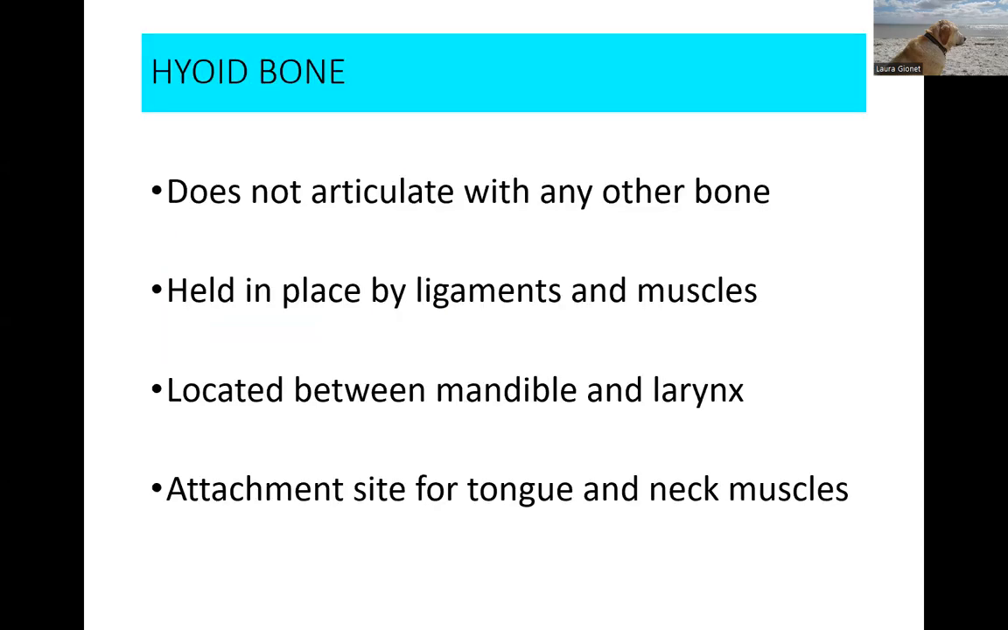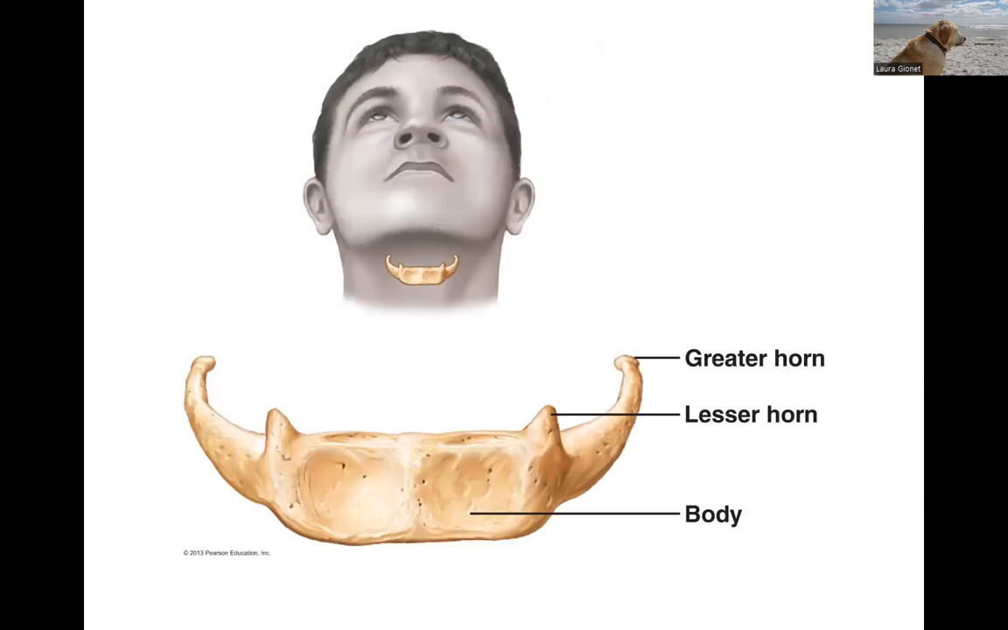The hyoid bone does not articulate with any other bone. It's held in place by ligaments and muscles located between the mandible and the larynx, so anterior to the cervical spine. And it functions as an attachment site for tongue and neck muscles. And here we can see the shape of the hyoid bone and where it's located.